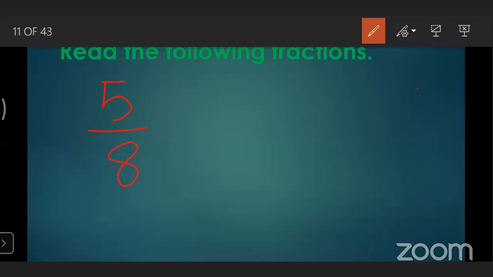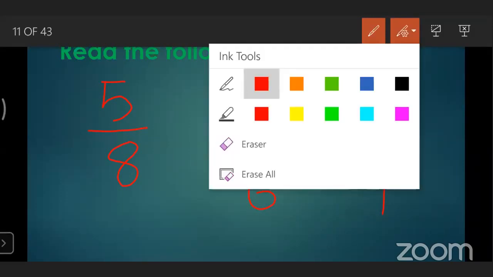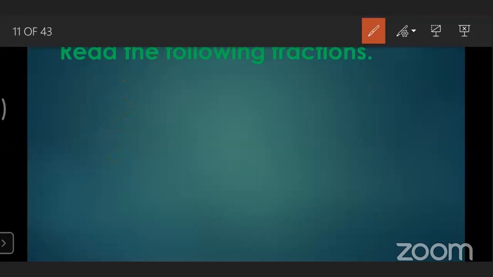Students, can you read this fraction? 5 upon 8. Yes, very good. Very nice. Now, can you read this? 4 upon 6. Very good, students. Brilliant. Can you read this fraction? 3 upon 9. Very good. You all are very good. 3 upon 9. Right? Yes.